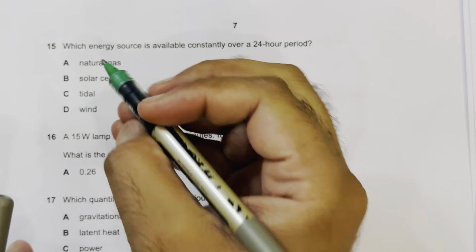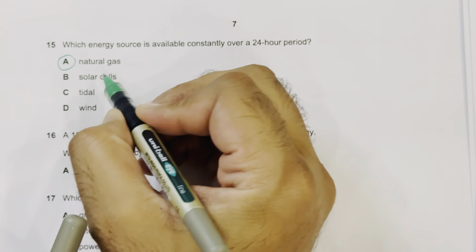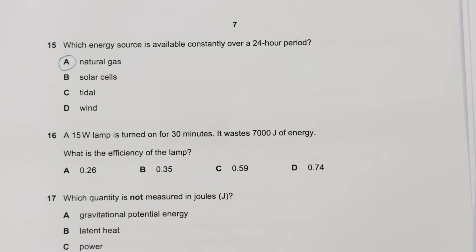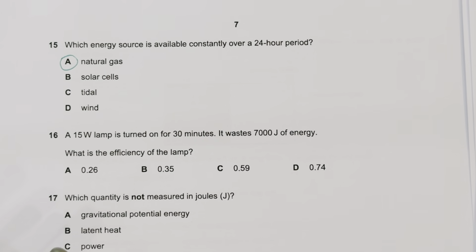Natural gas. Yeah, natural gas is available 24 hours. Solar cells cannot produce for 24 hours. Tidal waves are not available for the 24, and wind also cannot be produced for 24 hours. Moving to question number 16.